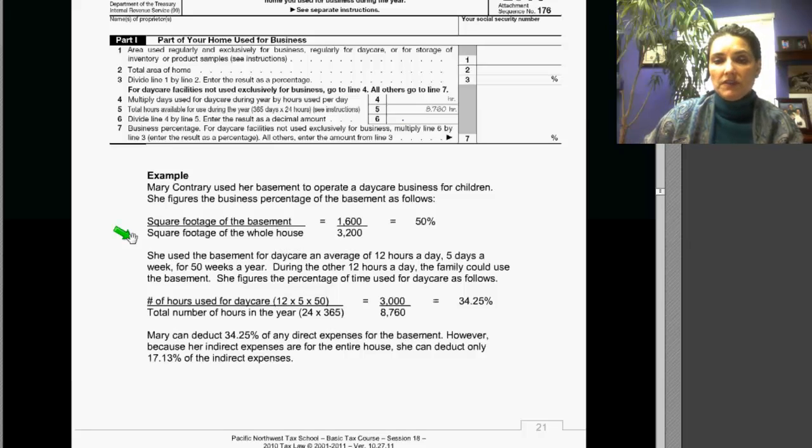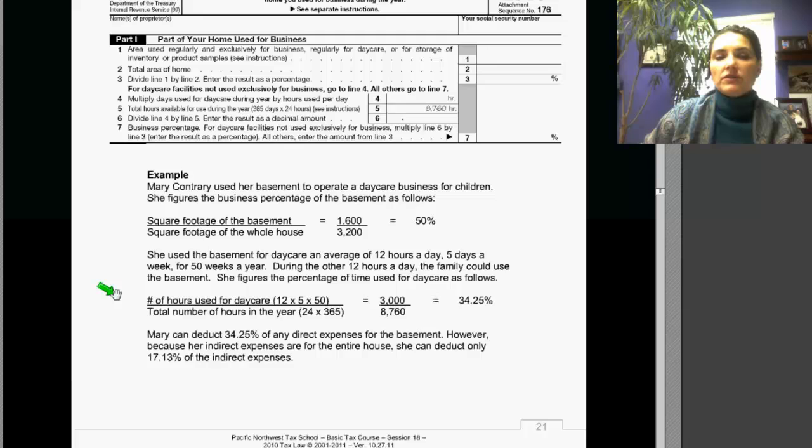During the other 12 hours of the day, the family could use the basement. She figures the percentage of time used for daycare as follows. The total number of hours used for daycare is 12 hours a day times 5 days a week times 50 weeks in a year, and that gives us 3,000 hours. We divide 3,000 by the number of hours in a year, 8760, and that gives us 34.25% of the time that the home is available for use, or that basement area is available for use, when it is in fact being used. Mary can deduct 34.25% of any direct expenses for the basement.